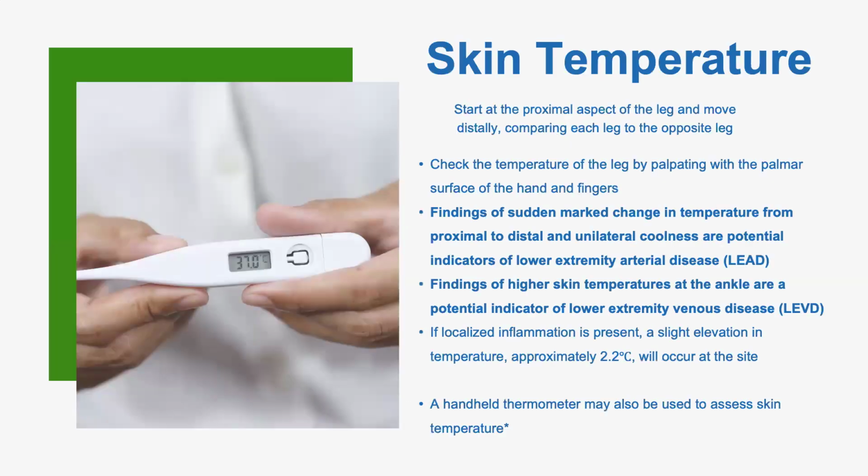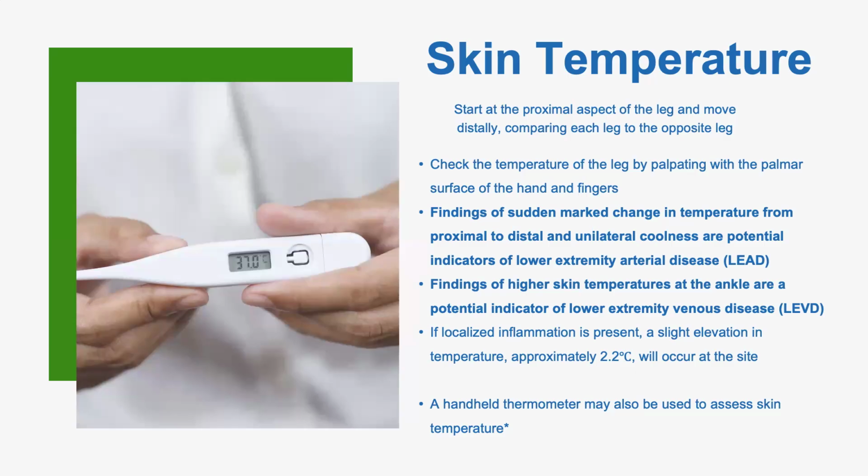In assessing for skin temperature, we're going to start at the proximal aspect of the leg, and we're going to move distally. We're going to check the temperature of the leg basically by placing our hand on the leg with the palmar surface of the hand and fingers, and gently sliding down. If you notice any sudden marked changes in temperature from proximal to distal, such as the thigh compared to the shin or calf to foot, then this can be an indicator of lower extremity arterial disease.